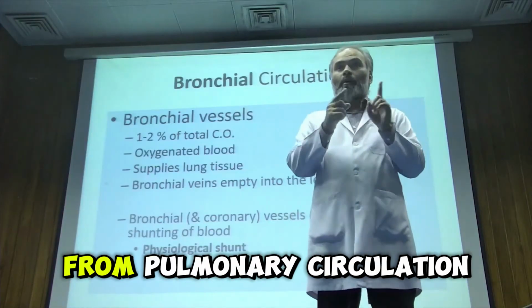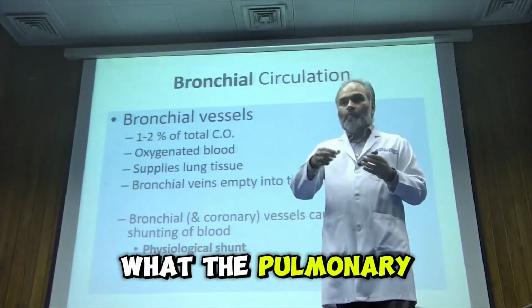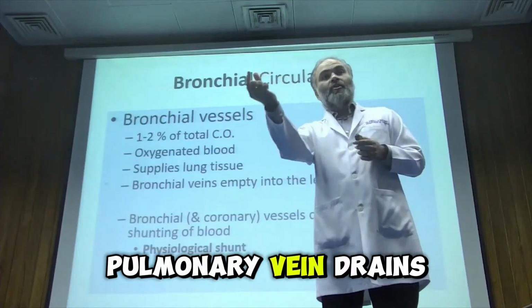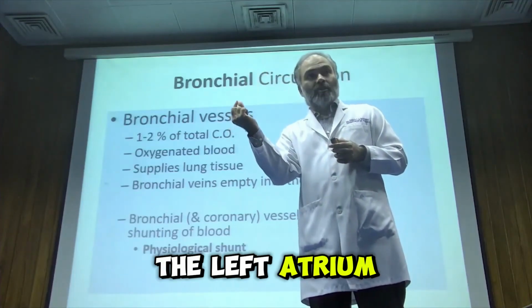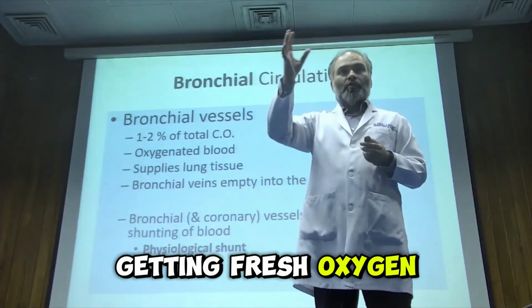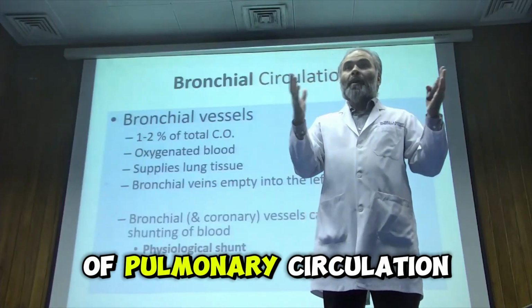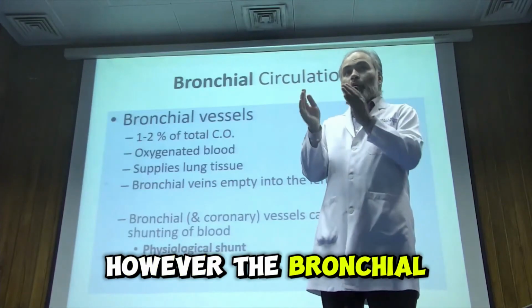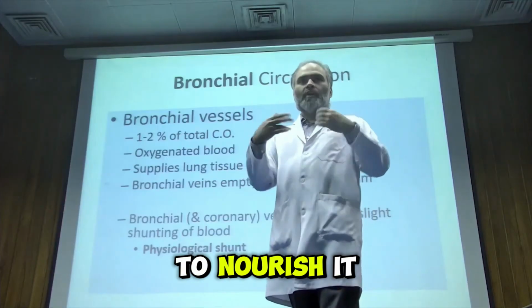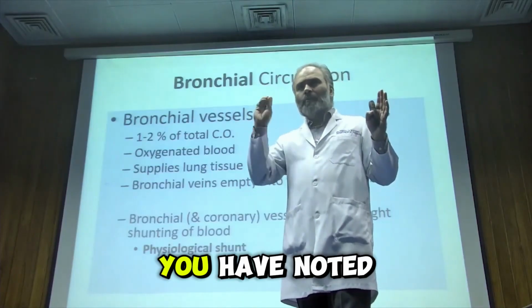That is different from pulmonary circulation. Pulmonary circulation is what the pulmonary artery brings from the right ventricle and what the pulmonary vein drains into the left atrium. All of that, through the gas exchange areas, getting fresh oxygen, dumping the carbon dioxide, all of that blood is part of pulmonary circulation. However, the bronchial circulation is the blood supply to the tissue of the lung itself, to nourish it, to keep it alive. Have you noted this?